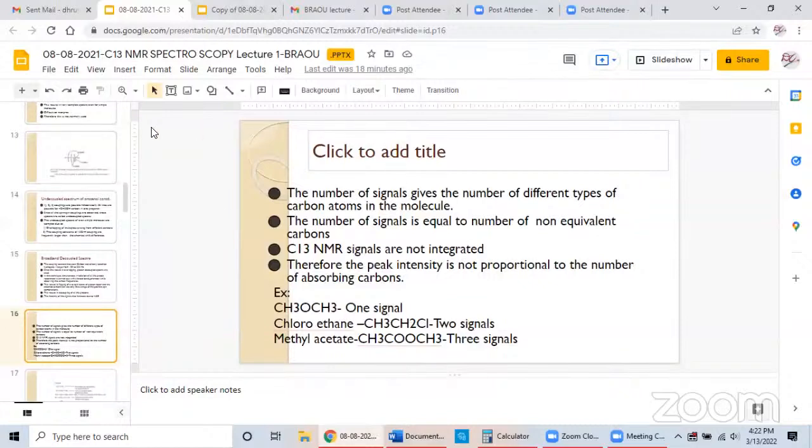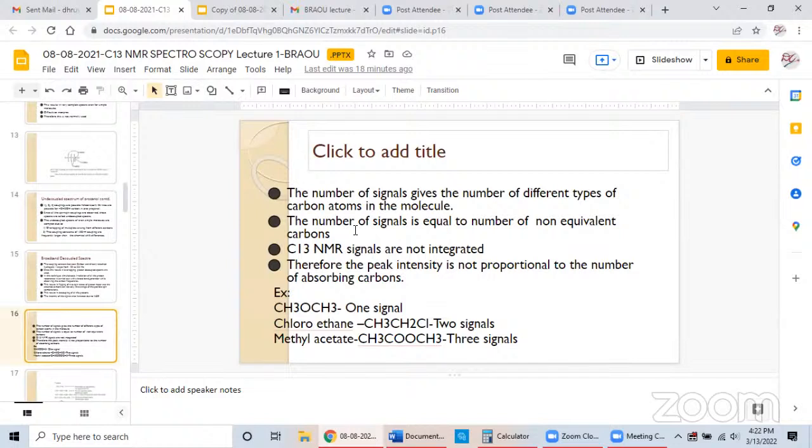And suppose for the same diethyl ether, you take carbon-13. How many different carbons are there? Again, two types, CH3 carbon and CH2 carbon. So you will observe two signals. The number of signals gives the number of different types of carbons present in the molecule. This is what you get from the broadband decoupled spectrum. The number of signals is equal to the number of non-equivalent carbons. Definitely, equivalent carbons will not give you different signals.